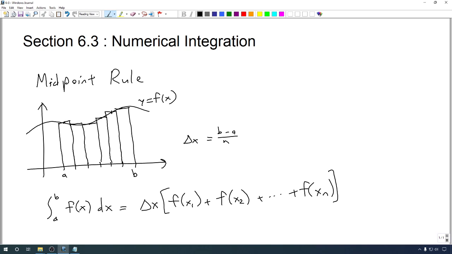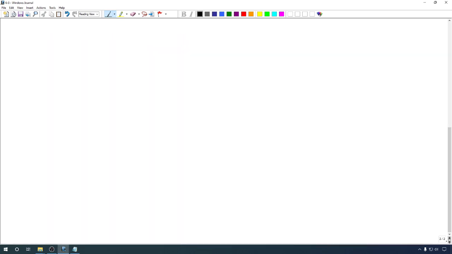Today we're going to look at two other very similar ideas to this. First up is the trapezoidal rule. As the name kind of suggests, we're going to be using trapezoids instead of rectangles. Remember, a trapezoid is a quadrilateral, or four-sided shape, where two of the sides are parallel to each other. But the other two sides are not necessarily parallel.